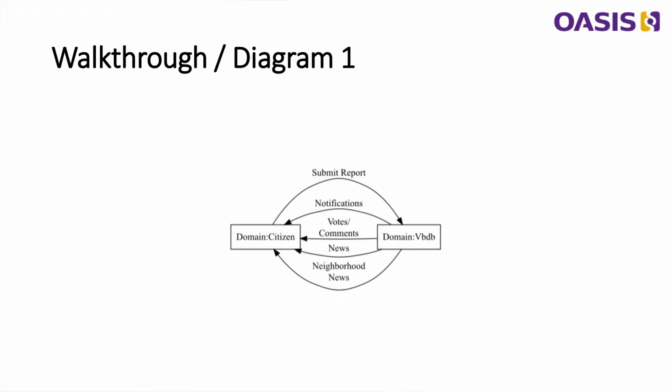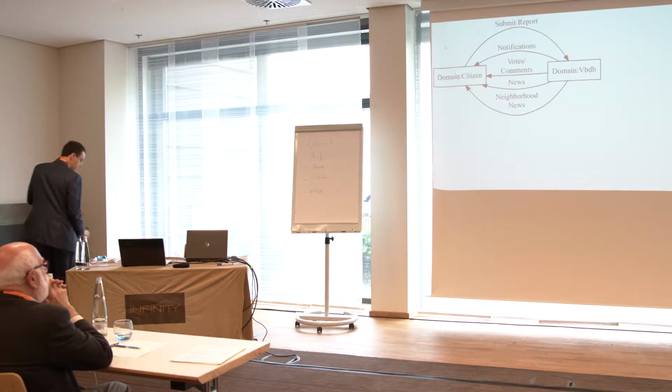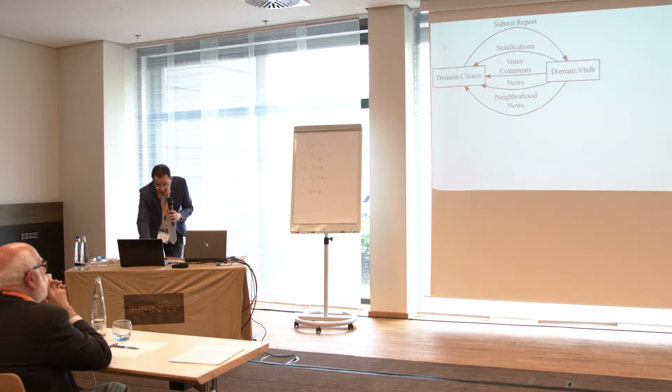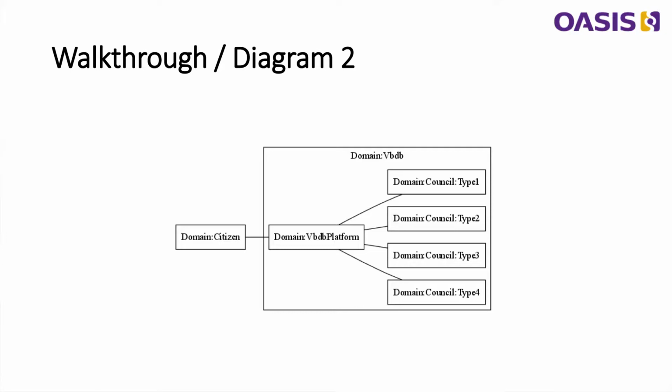And when you ask yourself the question, what do we have to ask for consent? Well, it looks like we have one checkbox and it's ready. But when we zoom in, we see that the domain from the improvement neighborhood contains four subdomains. One is the platform itself, and the others are the four council types. And the council types are different implementations.